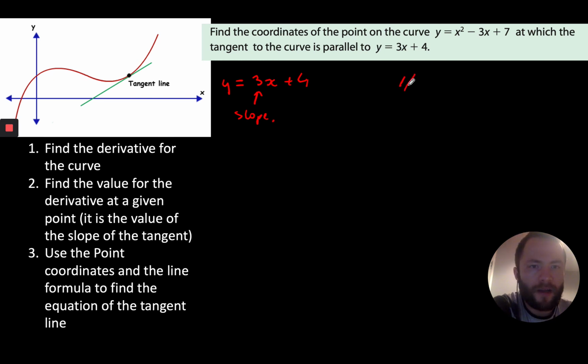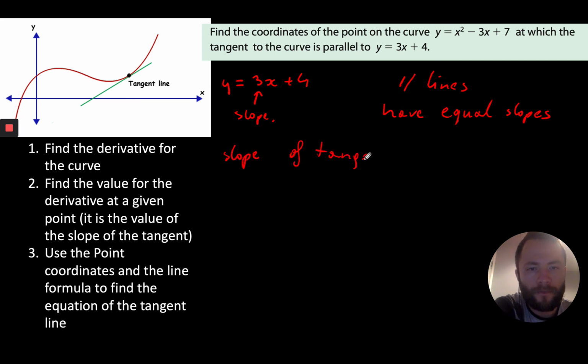And parallel lines have equal slopes. So if parallel lines have equal slopes, I know that the slope of the tangent will be equal to the same number as the slope of this line, which is 3.